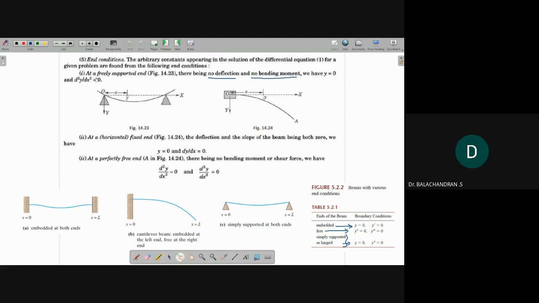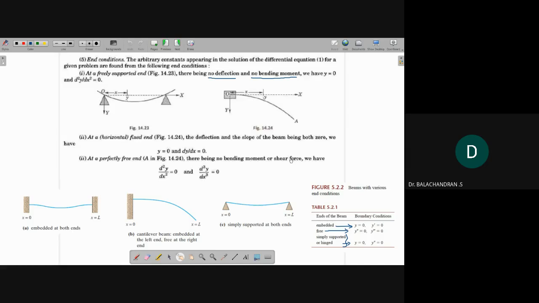So the first one is a freely supported end. At a freely supported end, there is no deflection and no bending moment. Then y equal to 0 and the second derivative is also 0. Suppose it is fixed, horizontally fixed, then deflection and the slope of the beam, both of them are 0. That is y and dy by dx is equal to 0. The perfectly free end, there is no bending moment.